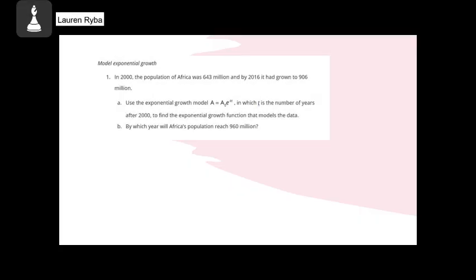In 2000, the population of Africa was 643 million, and by 2016, it had grown to 906 million. Use the exponential growth model A equals A0 e to the kt, in which t is the number of years after 2000, to find the exponential growth function that models the data. Well, we have our A0 is 643. That's our initial amount of people.